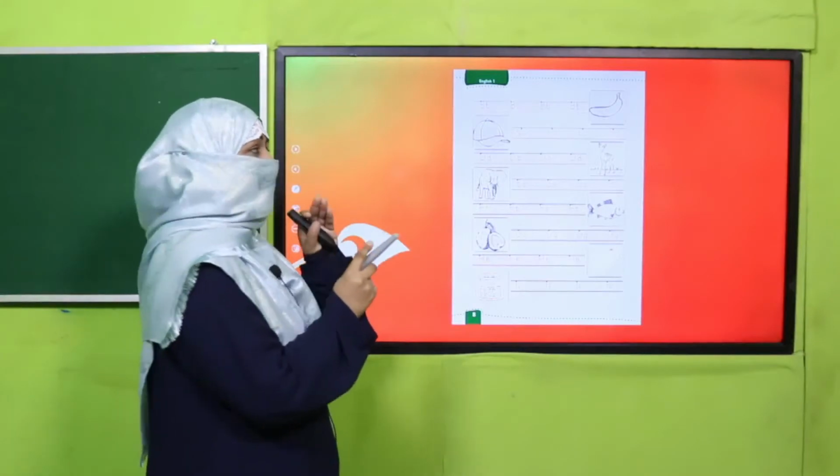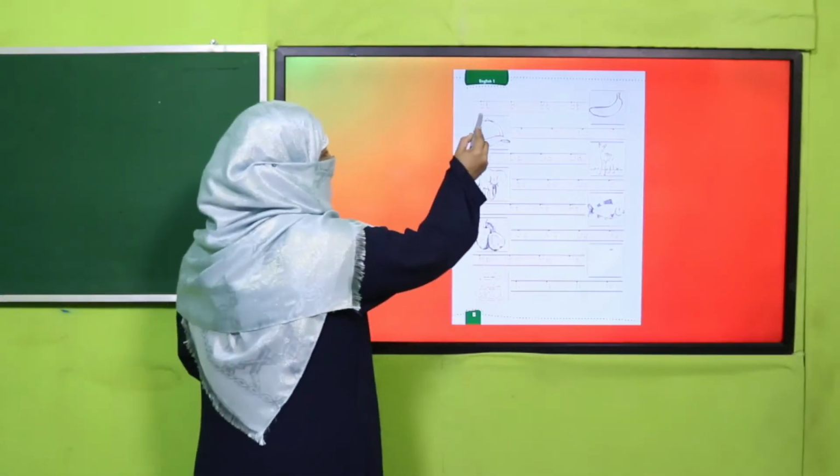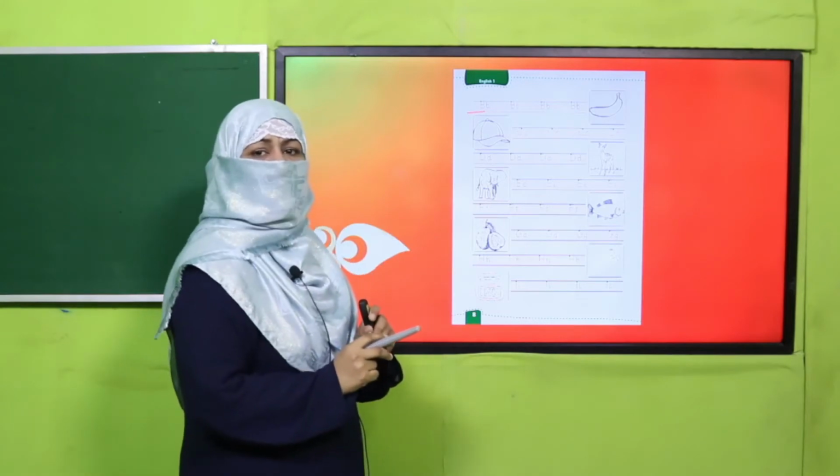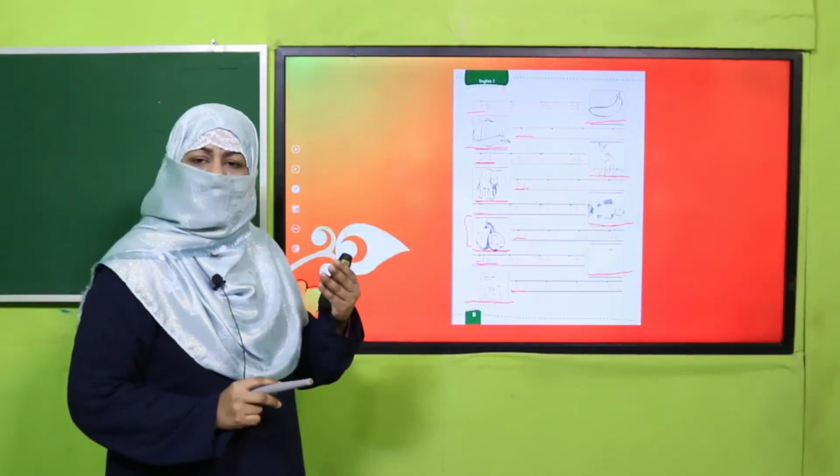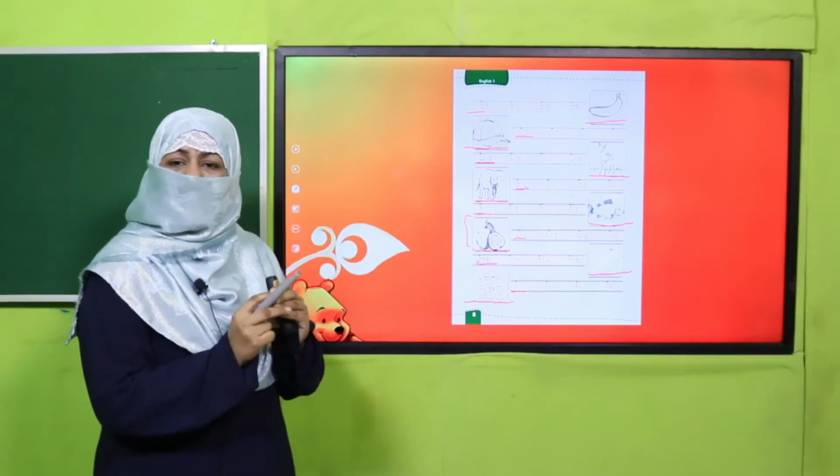These letters make a word. For example, letter B. What is the sound of B? B. And what comes? B. Banana. C. Cap. D. Deer. E. Elephant. F. Fish. G. Guava. It's a yummy fruit. H. Hammer. I. Ink.